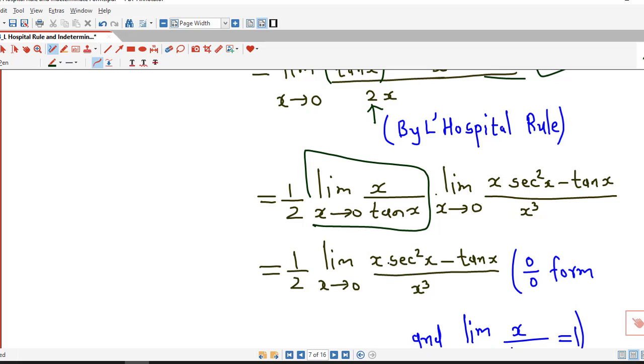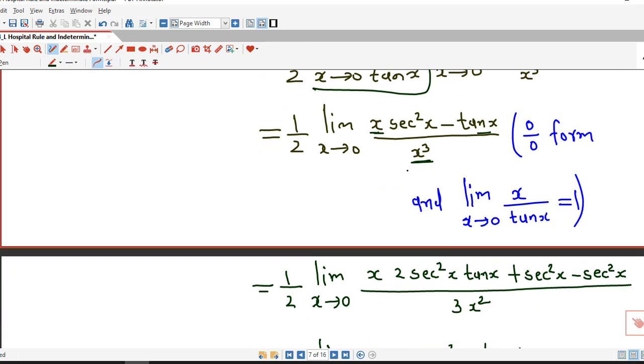And if we take x equal to 0, again we have 0 minus 0, that is 0, and the denominator is also 0 for x equal to 0. So we have 0 by 0 form, and this we have written as 1. So we again apply L'Hospital rule.